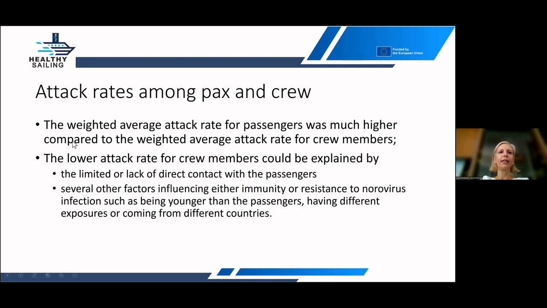Attack rates among passengers and crew. The average attack rate of passengers was much higher compared to the weighted average attack rate of crew members. This can be explained by the limited or lack of direct contact between crew and passengers, and of course, several other factors influencing immunity and resistance to norovirus. Also, in most of the cruises, the mean age is lower in crew members than in passengers.